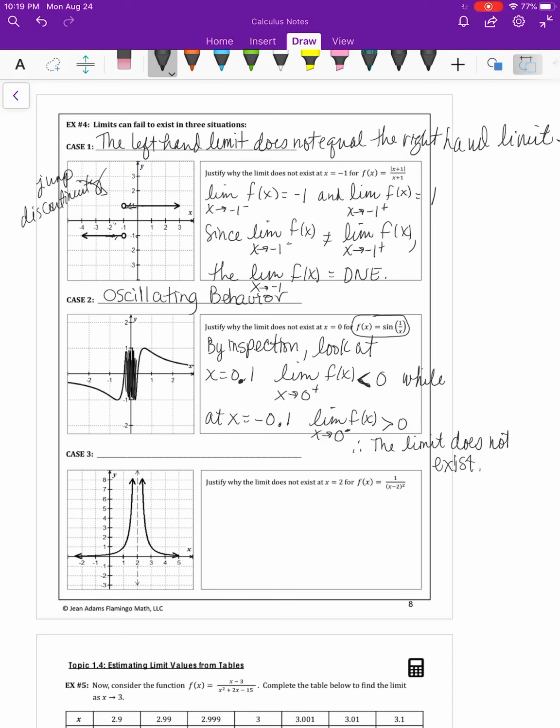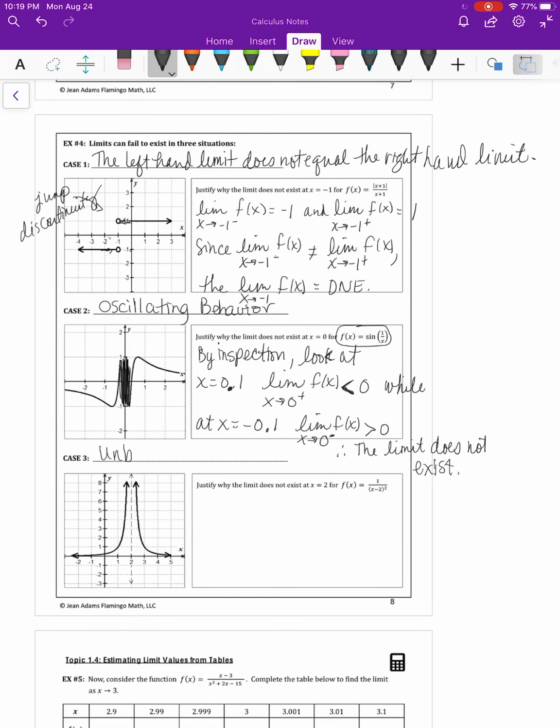So sometimes you can't really do anything algebraically with this function. You just have to say, well, I just want to look at it at this value and at this value, one on the left and one on the right, just to see if it's going to the same place. The last one is unbounded behavior.